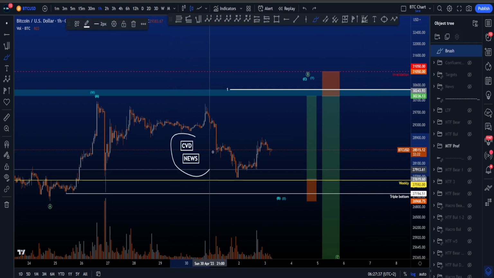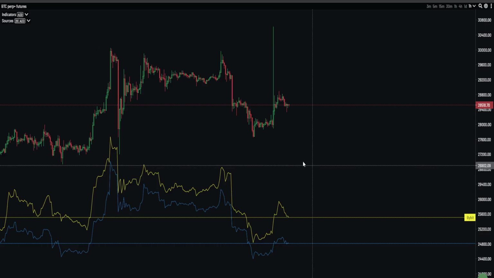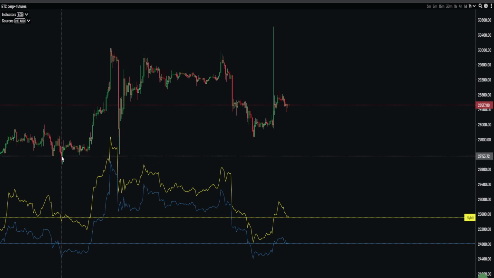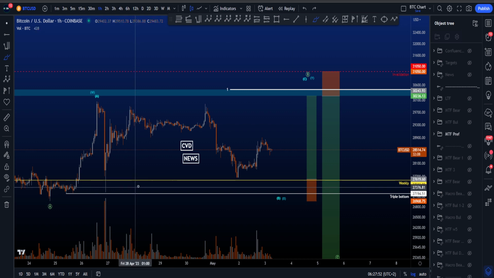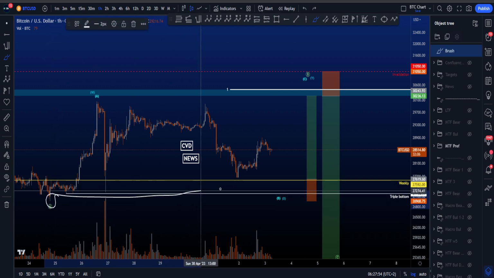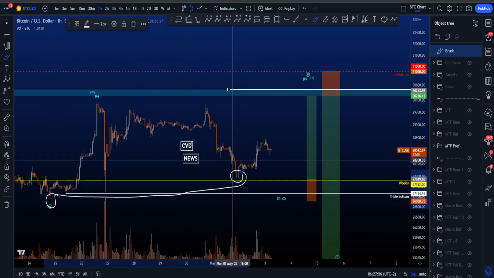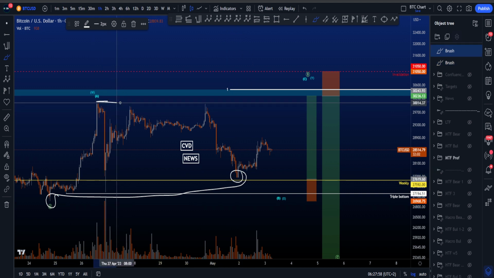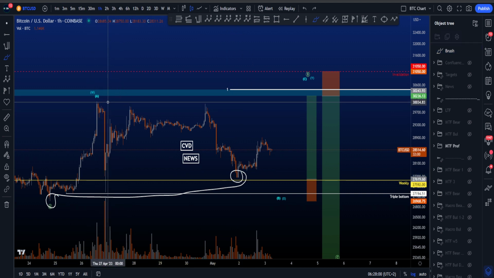Now, when we look at CVD and news, first the CVD, we do have bullish divergences between the low that we made before this whole range started. We currently have made a higher low on price, but both on the yellow and the blue line, we made a lower low on the CVD, which means bullish divergences. And the main target for a bullish divergence is taking the high over here at 30K.